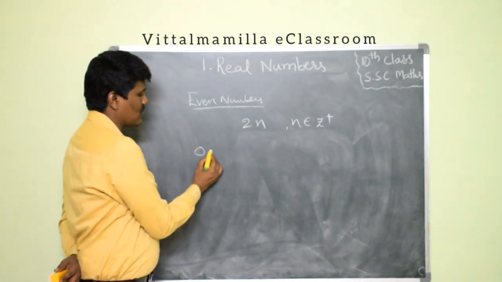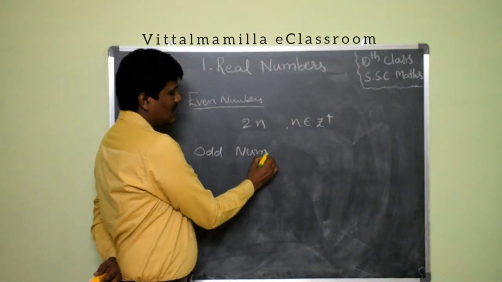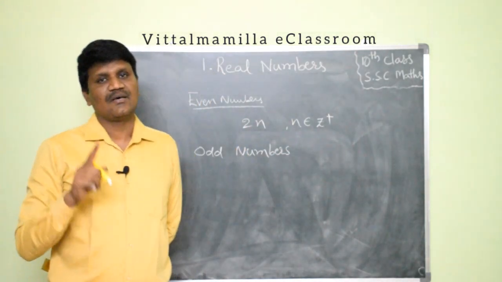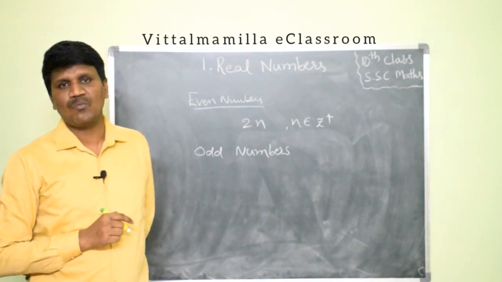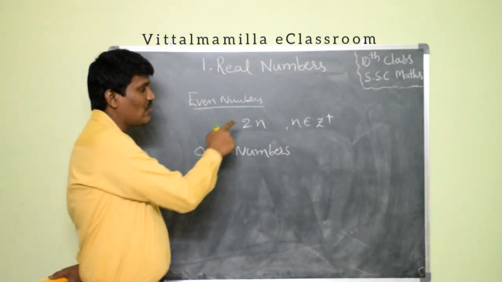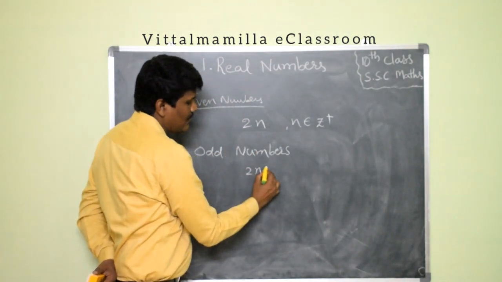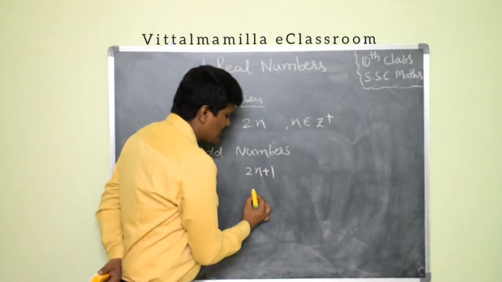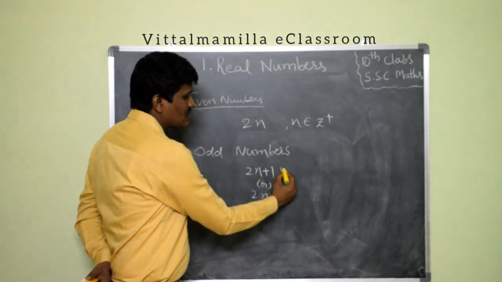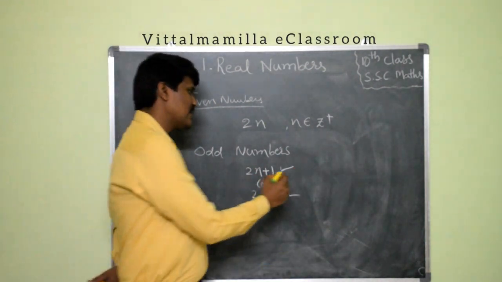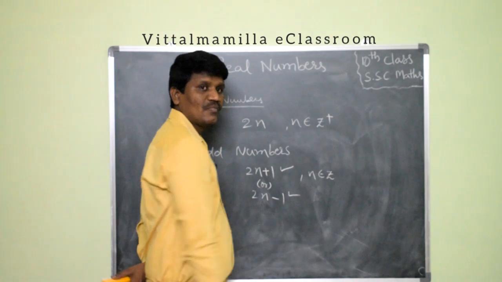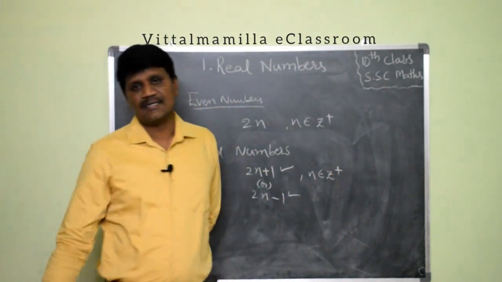Next one is odd numbers. What are odd numbers? The numbers which are not exactly divisible by 2 are called odd numbers. What is the general form of an odd number? It is 2n plus 1, or sometimes 2n minus 1, where n belongs to Z plus.